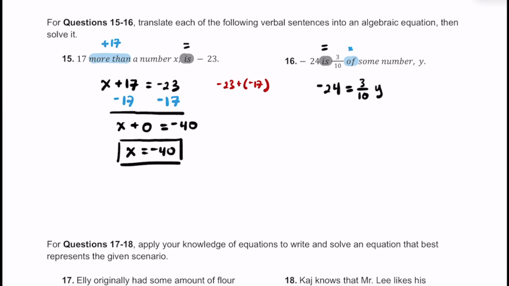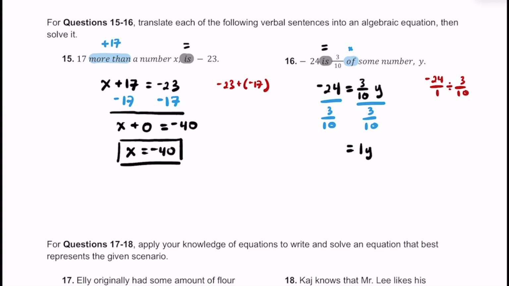So if we want the coefficient of y to be 1 here, then we need to do the inverse operation of multiplication, which will be division. So let's go ahead and divide both sides by 3/10, since if you divide anything by itself, you get 1. So 3/10 divided by 3/10 here is going to be 1. So we're going to write 1y. And on the left side, we have to figure out what negative 24, or negative 24 over 1, divided by 3/10 is.